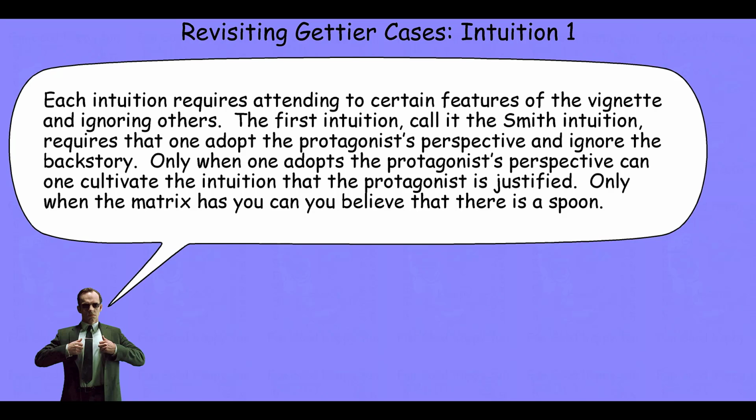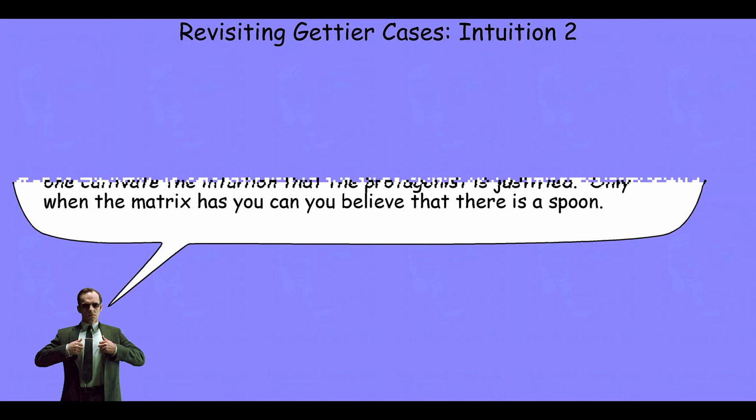Only when you adopt the protagonist's perspective in a Gettier vignette can you cultivate the intuition that the protagonist is in fact justified. Thus, the Smith intuition is like the intuition that one would have from within the matrix when one believes that there is a spoon.